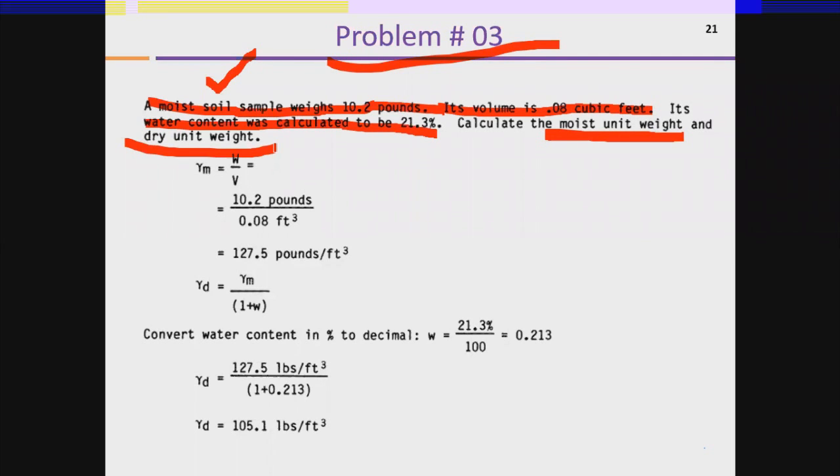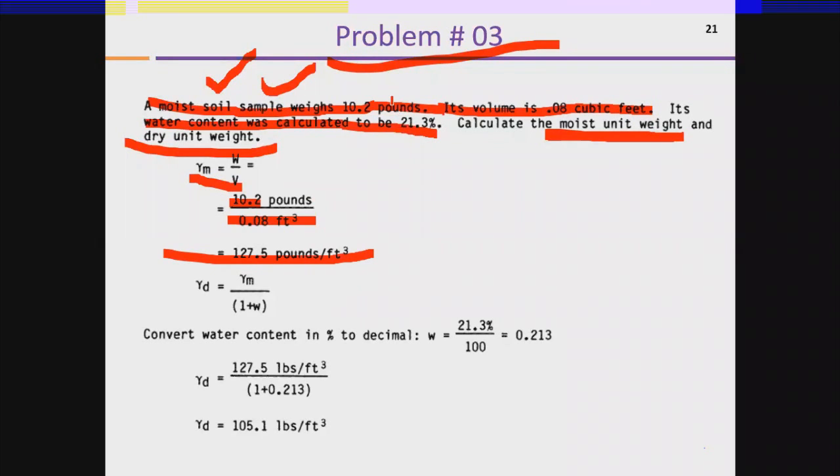Okay, so for gamma M, which weight will I use? The weight of soil in the moist state, which is equal to 10.2 pounds, divided by the volume of the soil, which is equal to 0.08 cubic feet. So this equation will give me the unit weight of soil in the moist state, equal to 127.5 pounds per cubic feet.